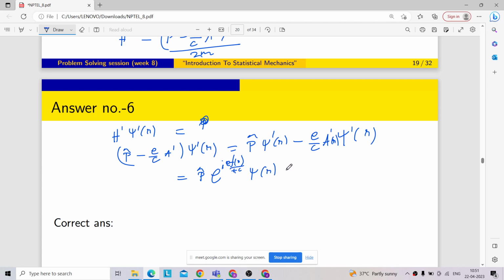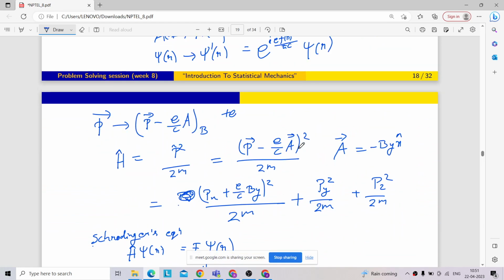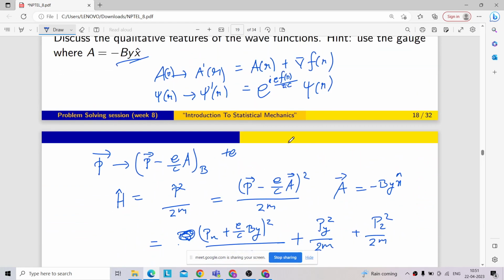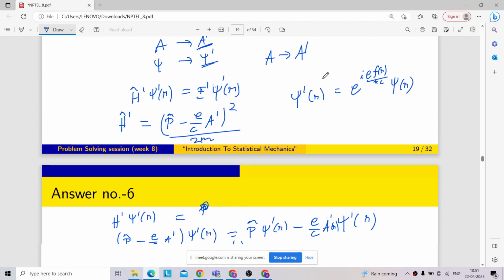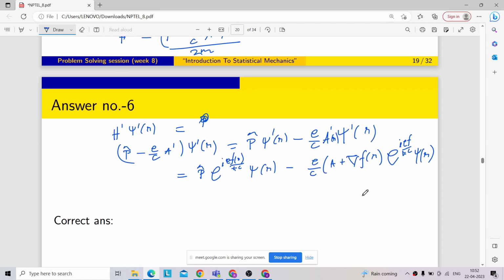Alright, now minus I have this e over c. Now A prime is A plus gradient of f of r, and this psi prime is e to the power i e f divided by h cross c into psi of r, right?